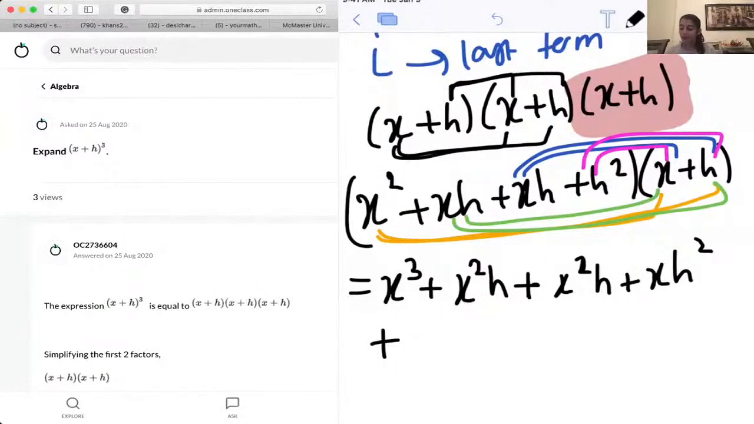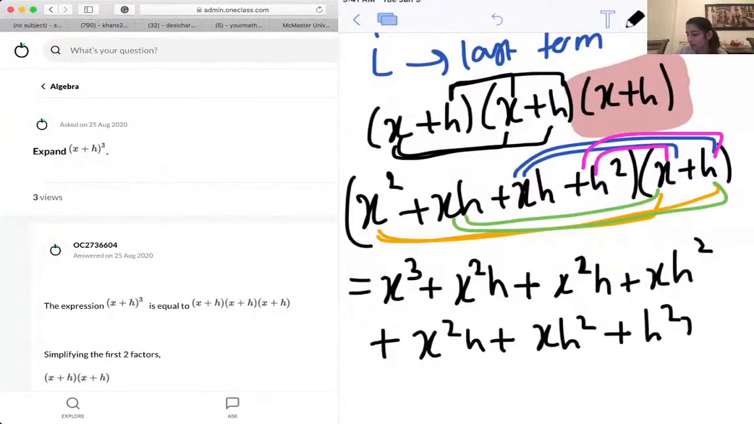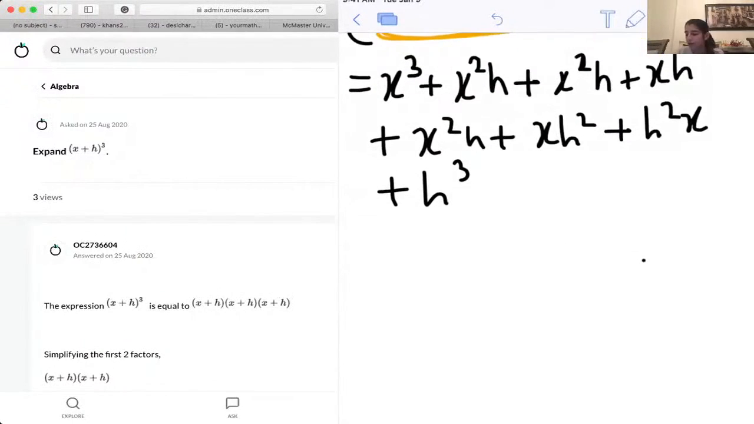We could have simplified by adding together the xh plus xh. It really doesn't matter if you do it or not. It might be easier, obviously, to multiply the terms, but it really doesn't matter that much. Okay, so again, xh times x is x squared h, plus xh times h is xh squared, plus the last term, so h squared times x is h squared x, plus h squared times h is h cubed. So those are all of our final ones.